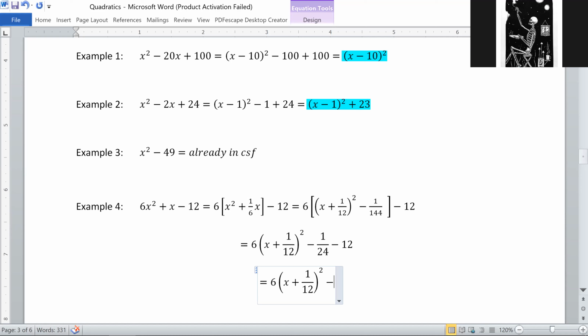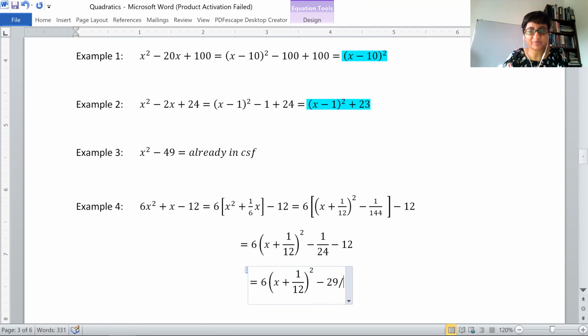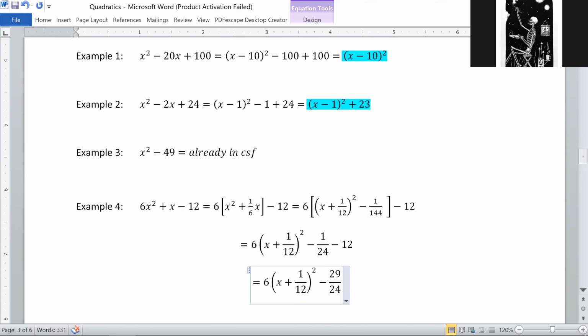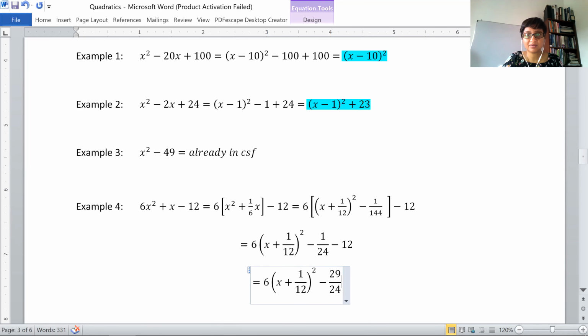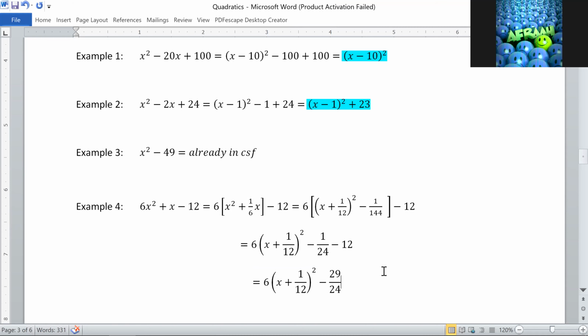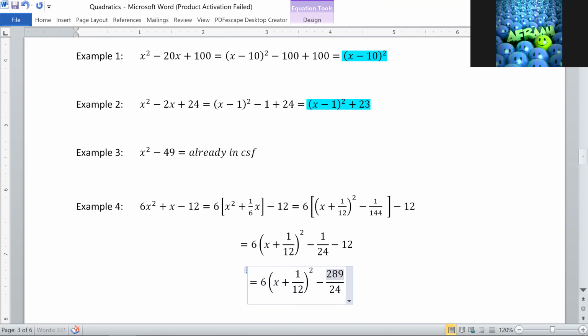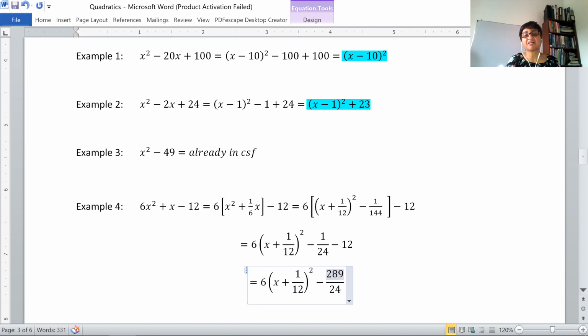Uh, 289 over 24. Good. 289. Yes, miss. Minus 289 over 24. Wow. Okay, 289. That's an ugly fraction. It's okay.